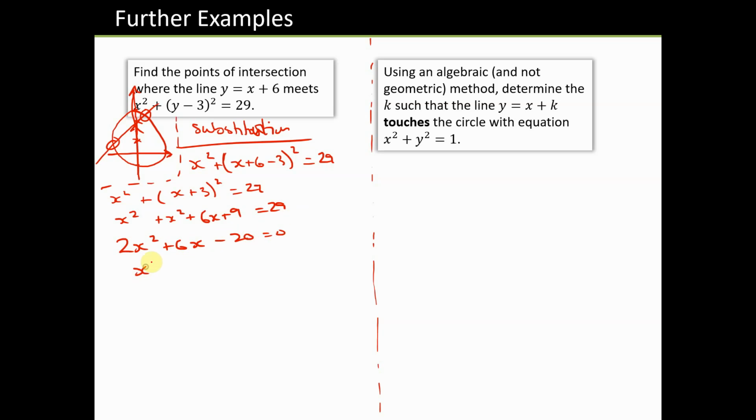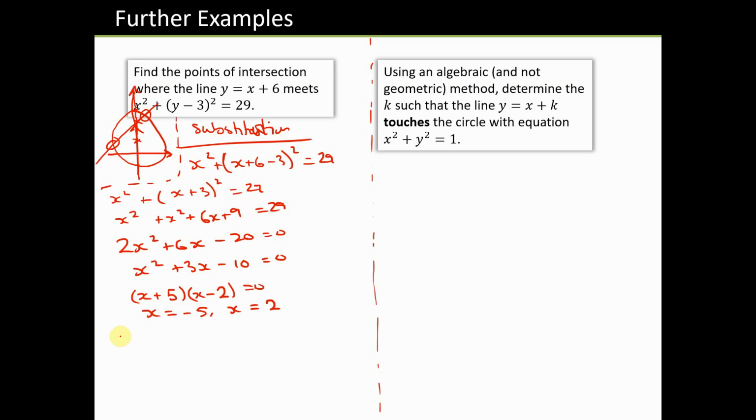Well, why don't I divide by 2 to make it easier for myself. Pray this factorizes nicely, otherwise you're going to have to do the quadratic formula. This does factorize nicely. We have positive 5 and minus 2. So therefore x equals minus 5, or x equals positive 2.